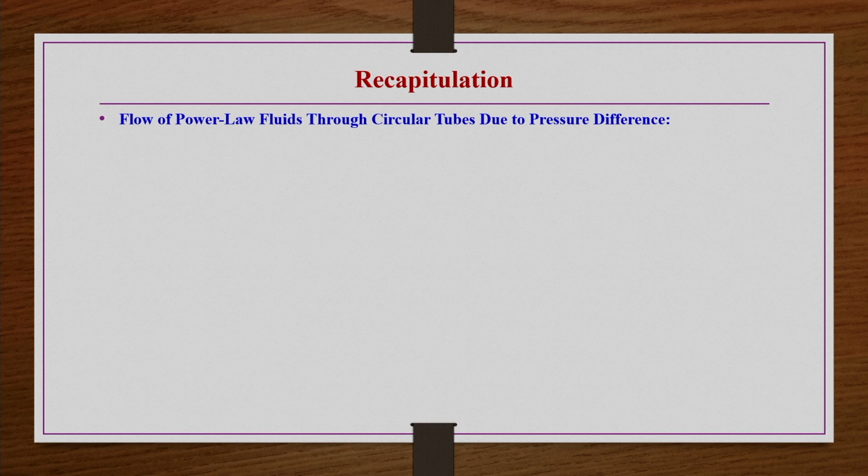In the previous class, we saw the flow of power law fluids through circular tubes due to pressure difference. How to obtain the velocity profile, the volumetric flow rate, and the average and maximum velocity, those things we discussed. First we simplified the equations of continuity and momentum, and got information about the pressure distribution and the relation between pressure and shear stress.